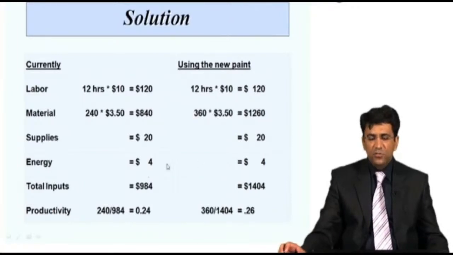Now what changes will be there by the usage of new paint? Labor hours will remain same. There will be a change in material cost. Why? Because our output level is being changed now. With the new paint, she is able to get 360. So our material cost will be again $3.5, which is the unit cost, multiplied by total production or total output, that is 360. So we can get the material cost in this case as $1260. Supplies cost will remain same, energy cost will remain same, and now the total input cost is $1404. Again, the productivity is equal to new output, that is 360 divided by total input we just calculated, and this will be equal to 0.26. So in this way we can calculate the productivity before and after the usage of that new paint.